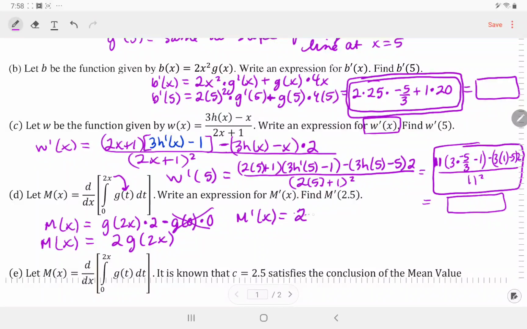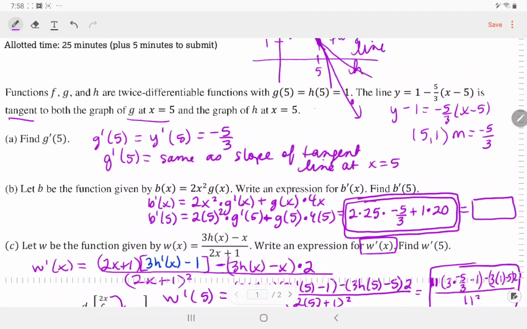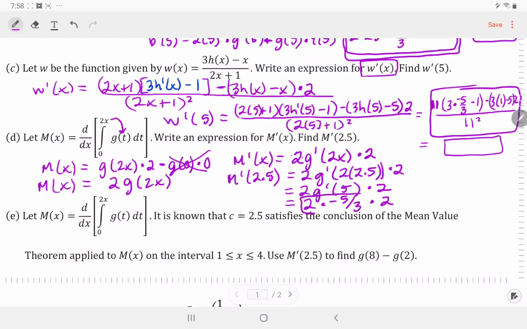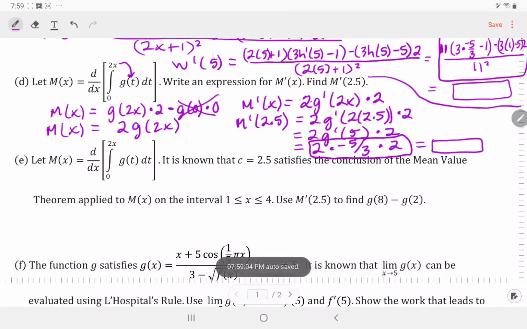2 is a constant, so you can keep it. Take a derivative of the outside, keep the inside inside, times 2. And then substitute in 2.5. 2g prime of 2 times 2.5, which is 5, okay? That's the only thing we kind of know in this problem. 2g prime of 5 times another 2. That's that slope again, negative 5/3 times 2. Let me check. Is the slope right? Yeah. Okay, just check. Negative 5/3, and then this is your answer that you would leave. And then we'll work that out later. But don't work that out later on the AP test. Just leave it like that.